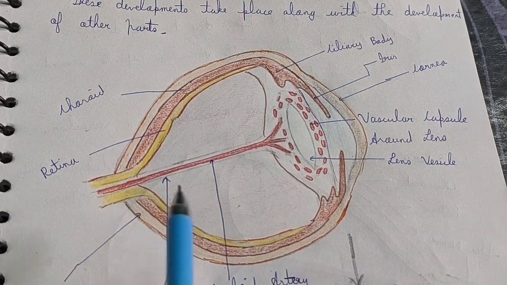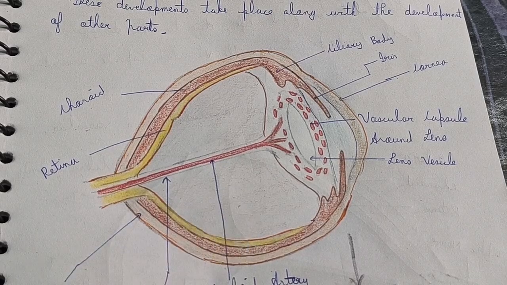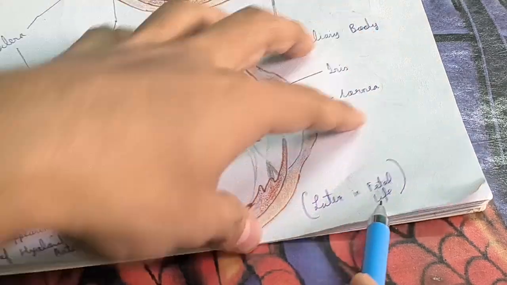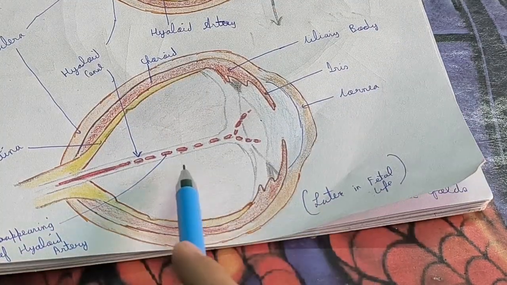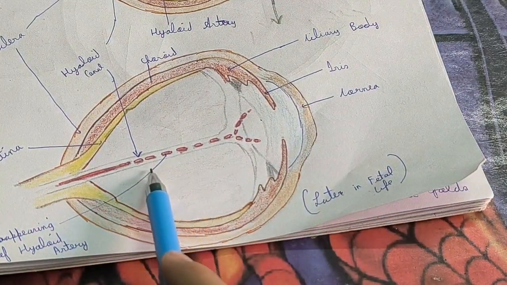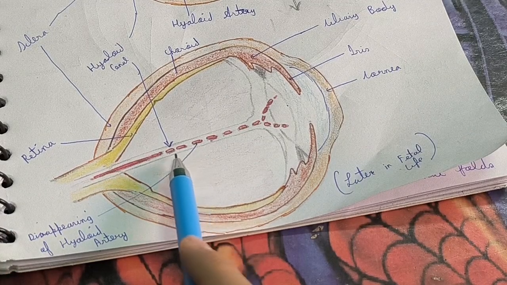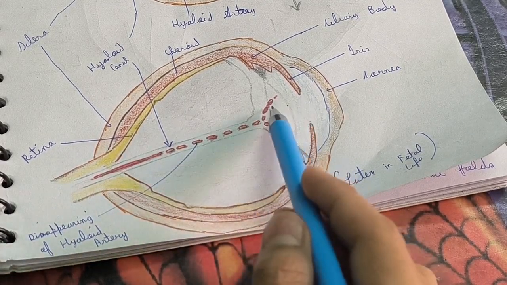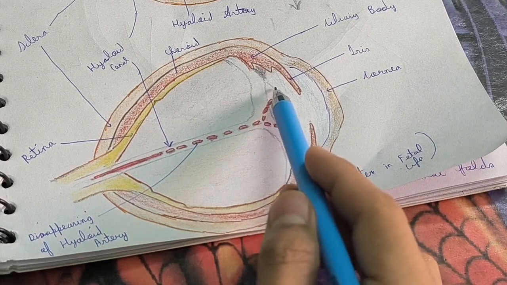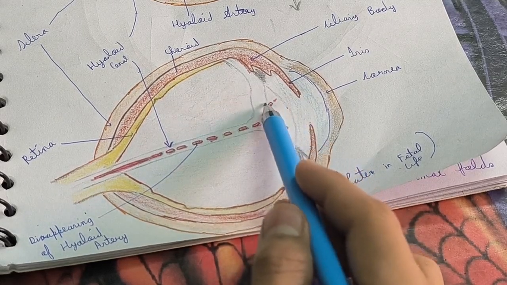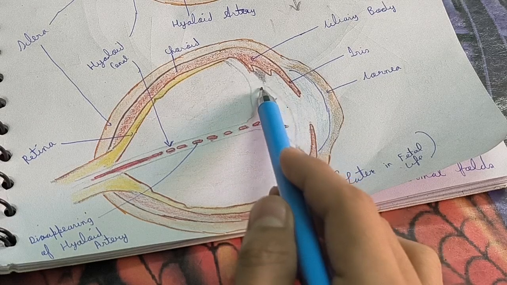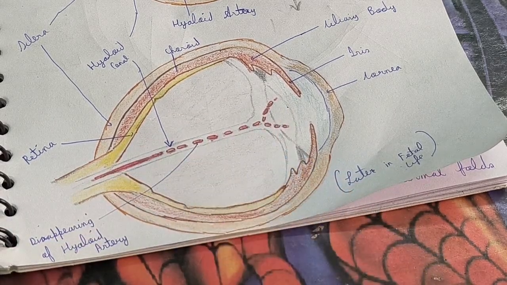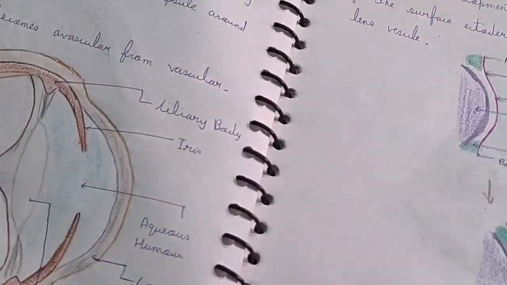Now this is the initial part of fetal life; later in fetal life, this is the condition, so I have written it as later in fetal life. You can notice that slowly this hyaloid artery which was developed is disappearing, and as a result the vascular capsule which was there around the lens vesicle is also disappearing, but only the hyaloid canal remains.